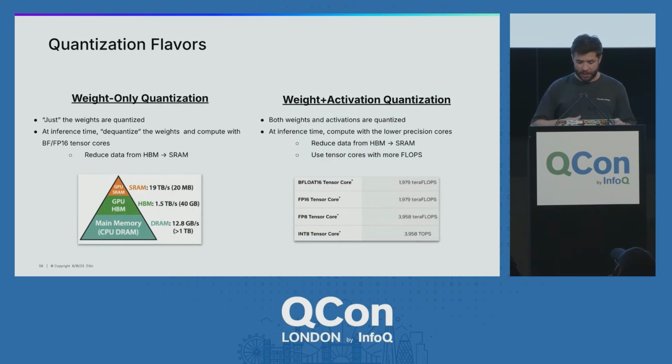I will not go into details, but you have two ways of quantization. What you want to do is weight plus activation quantization, on the right, where you quantize your weights and the activation mechanisms as well. That way you reduce the data movement on your GPU, and you also have more tensor cores that you can use.